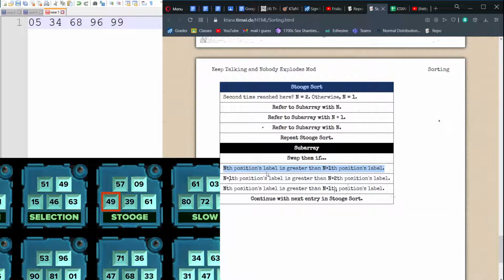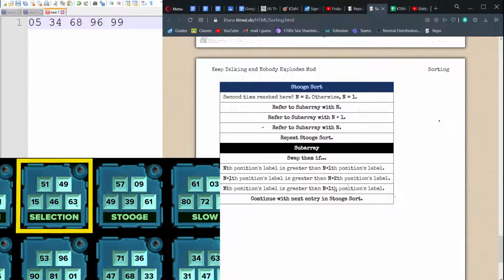We're comparing n and n plus 1, then n plus 1 with n plus 2, then n with n plus 1. So if this is the first time we're doing it, we'd be comparing 1 and 2, then 2 and 3, then 1 and 2. And then if we do it a second time, we'd be comparing 2 and 3, 3 and 4, then 2 and 3, and then 3 and 4, 4 and 5, 3 and 4.